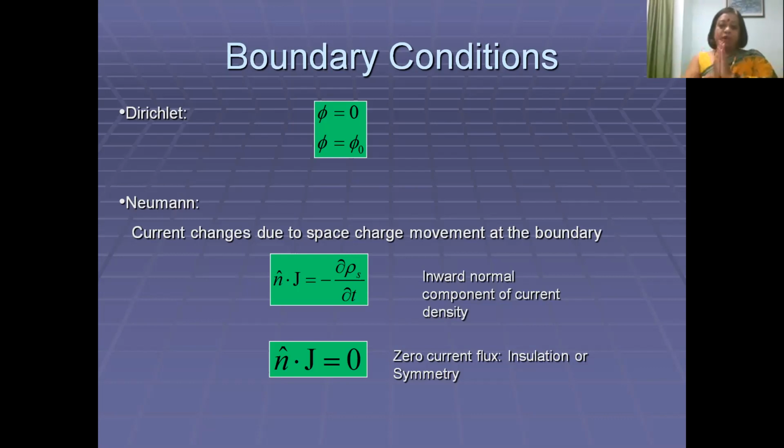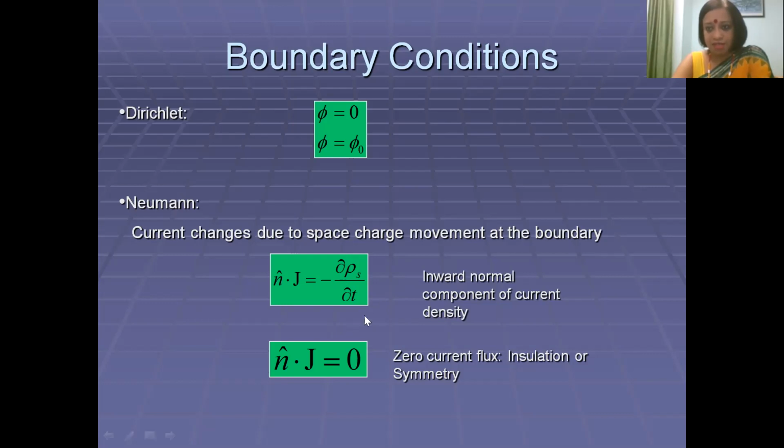So we will talk about symmetry later. Symmetry means you are perfectly, I mean, there is nothing that is going out. And then this is, of course, the homogeneous Neumann boundary condition. Similarly, you have a specified Neumann boundary condition, which is n dot j is equal to minus del rho s by del t, which means that there is some current, and this current is causing charge accumulation at a boundary.